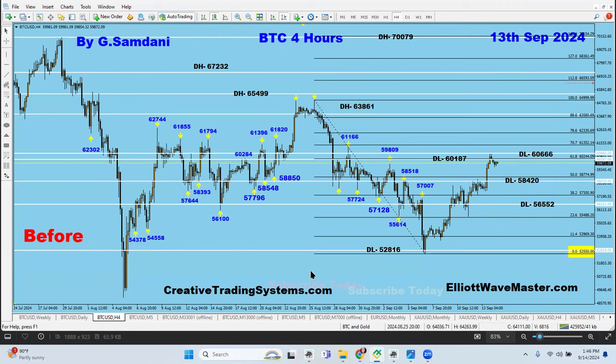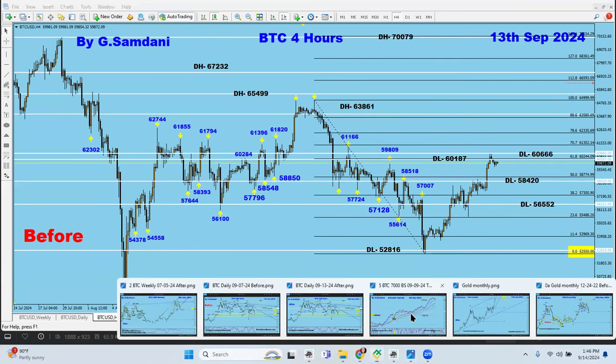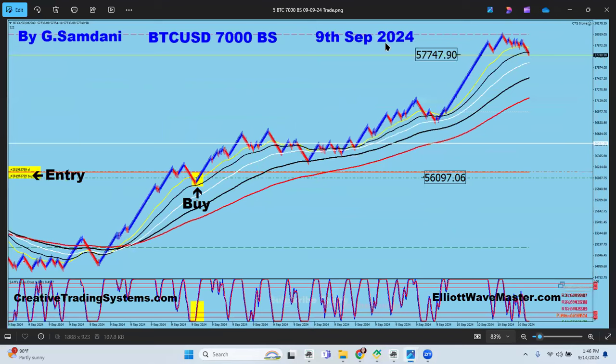Whatever system you use, my system gave me an entry. Let me show you the only trade going to the upside on Bitcoin. After I made the chart on the 7th, on the 9th I found this big move from bearish to boom, it went up. I took the entry, and then all the way here from 56,097 to 57,747. So that's what I got on the 9th, and then the 10th, 11th, and 12th.